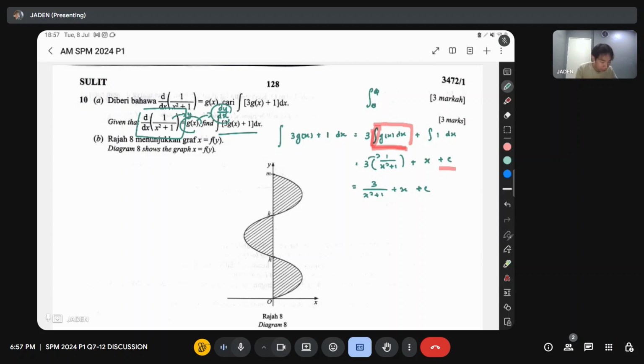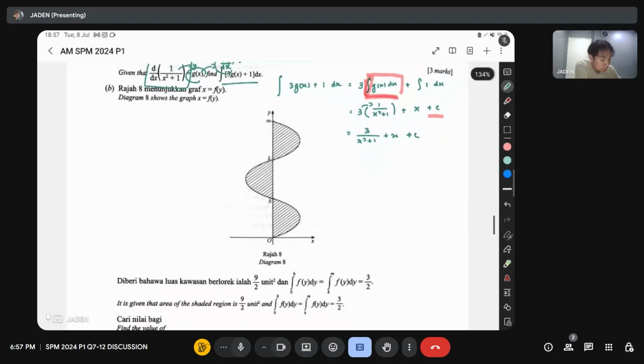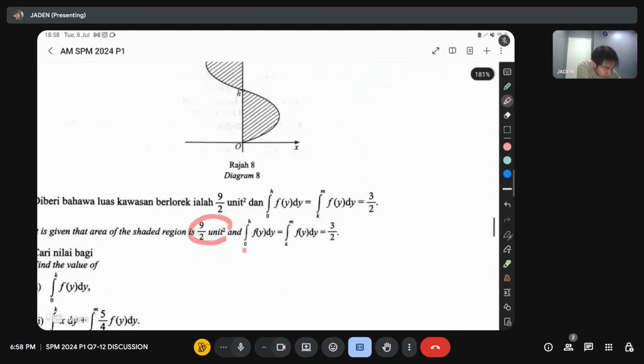Let's go to 10B. Diagram 8 shows the graph of x equal to f(y). It is given that the area of the shaded region is 9/2 unit squared. And they say the region from 0 to h is the same as the region from k to m, which is 3/2.